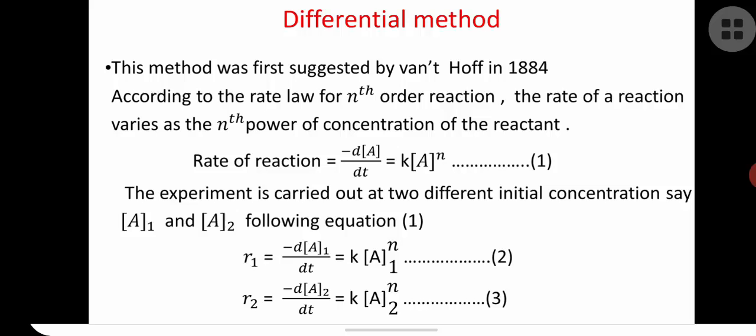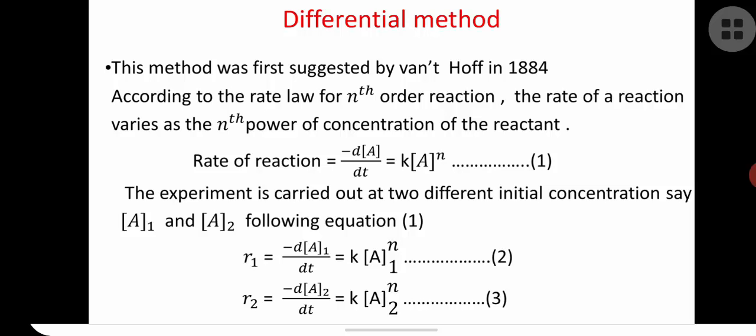It is equation number 1. The experiment is carried out at two different initial concentrations, say A1 and A2. Following equation 1, we get rate of reaction, that is R1, is equal to minus d concentration of A1 upon dt is equal to K into concentration of A1 raised to n. It is equation number 2.